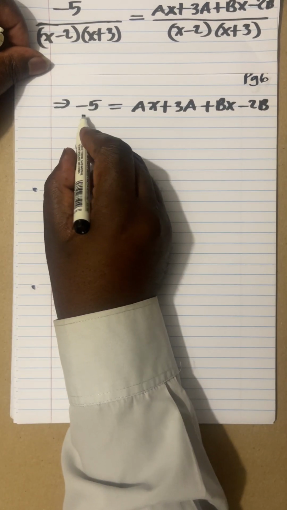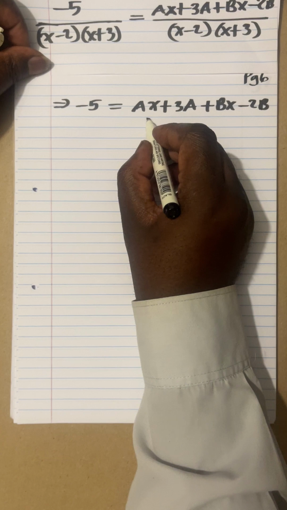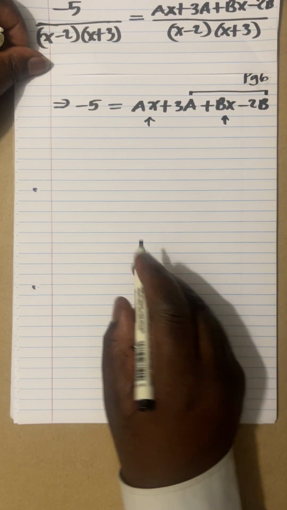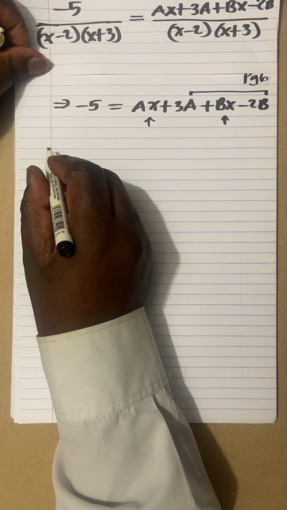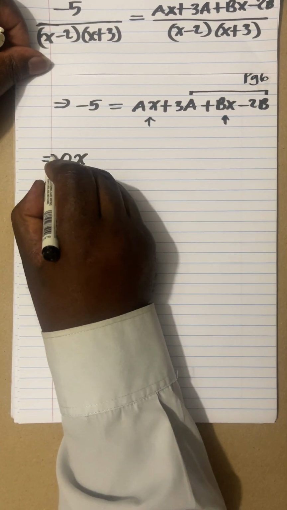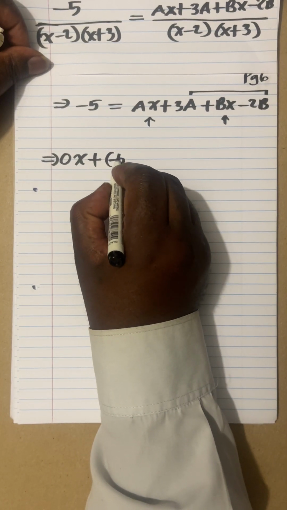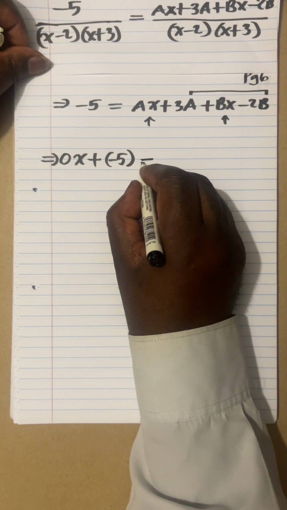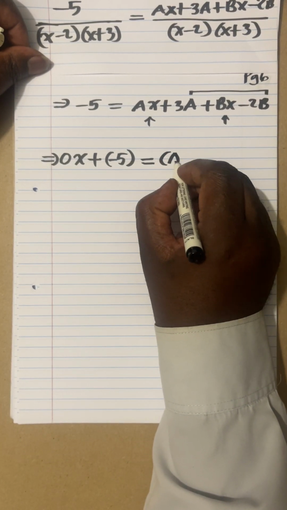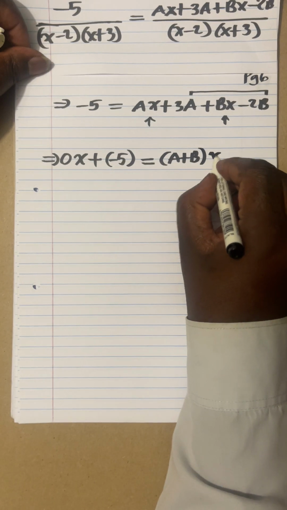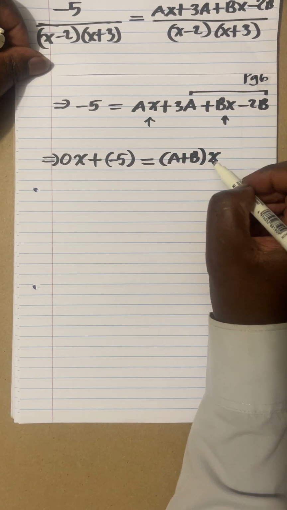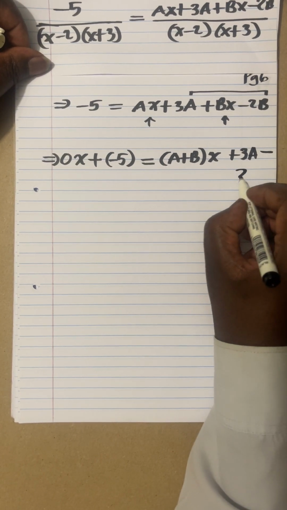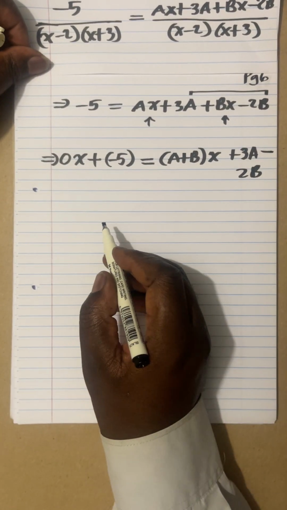Now I want to rewrite this, and I'm going to rewrite the terms on the right hand side. These two terms here are like terms, and those two are constant values, must be put together. But this one, I'm going to rewrite it to, watch this, 0x plus minus 5. Watch, this number here is the same as that. Why am I writing it this way? Because on the right hand side, if you like, we have a plus b x. If you take these two, factorize common factor x, and then I'm going to have plus 3a minus 2b. That tells you I must now equate coefficients.